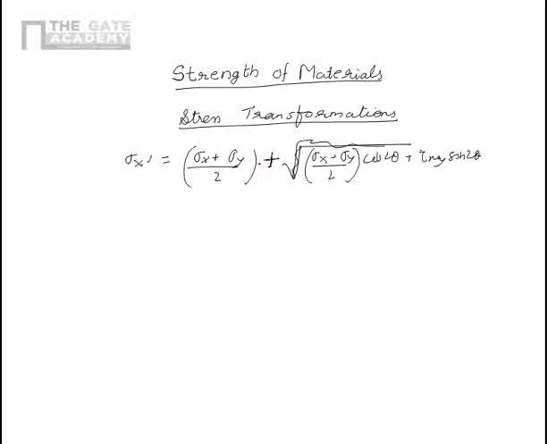And tau x dash y dash is given by minus of sigma x minus sigma y by 2 sin 2 theta plus tau xy cos 2 theta.